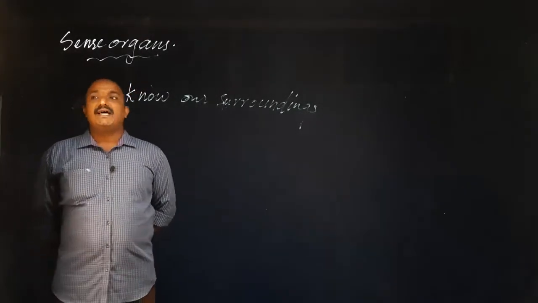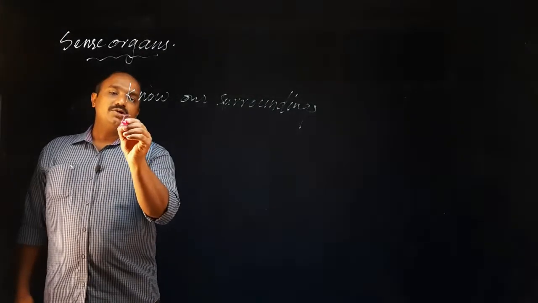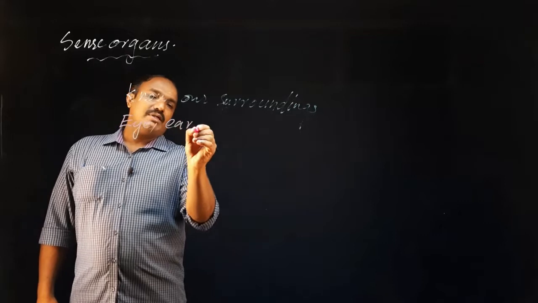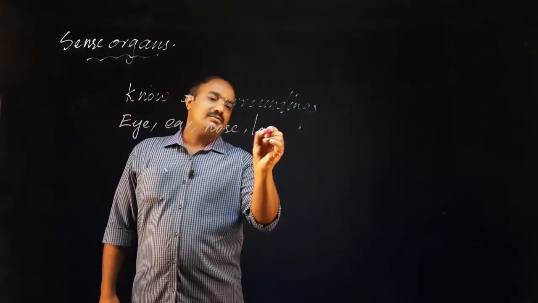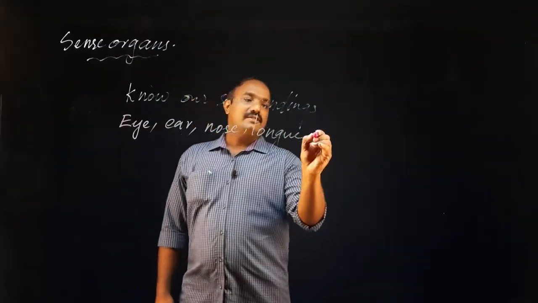There are five such organs in our body. They are eye, ear, nose, tongue and skin.